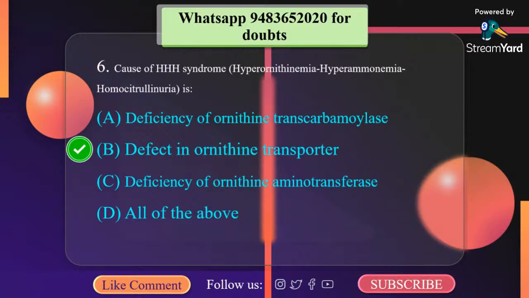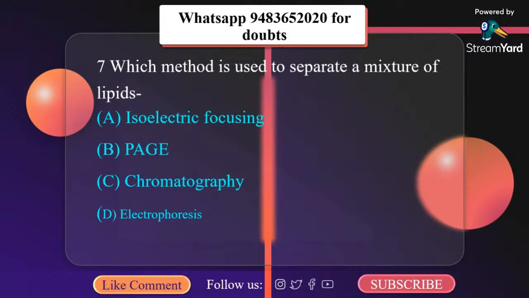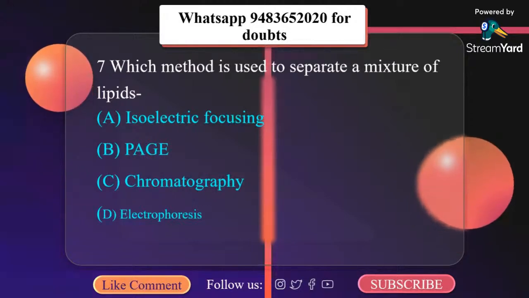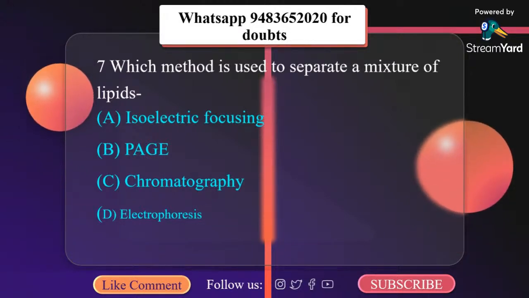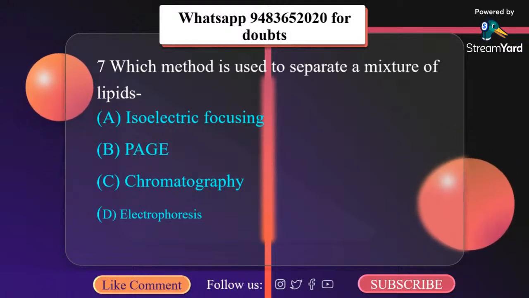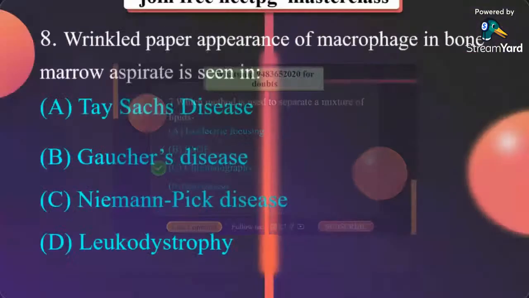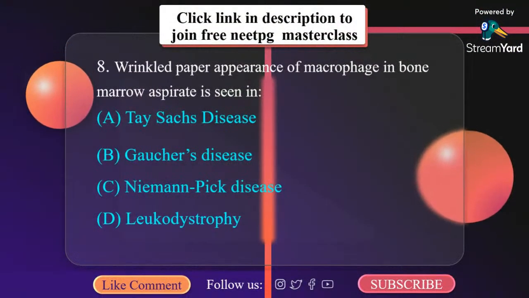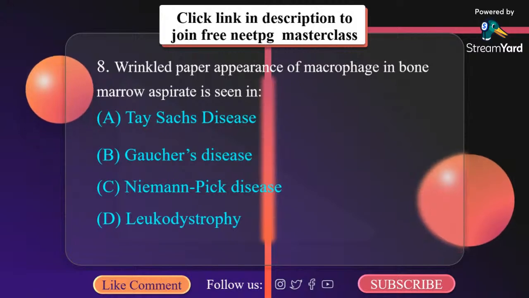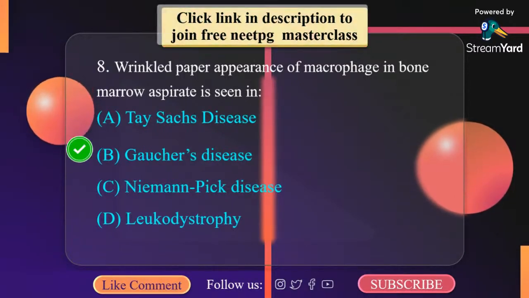Defect in ornithine transporter. Which method is used to separate a mixture of lipids? A, isoelectric focusing; B, PAGE; C, chromatography; D, electrophoresis. It is gas liquid chromatography. Wrinkled paper appearance of macrophage in bone marrow aspirate is seen in A, Tay-Sachs disease; B, Gaucher's disease; C, Niemann-Pick disease; D, leukodystrophy. It is seen in Gaucher's disease.